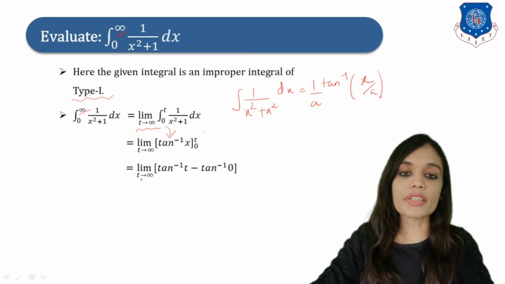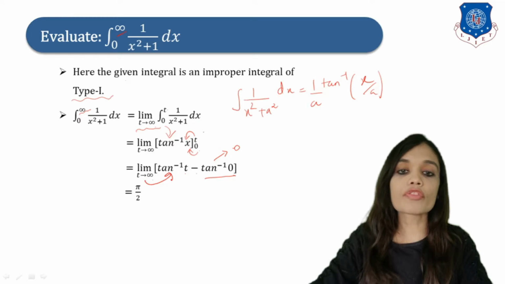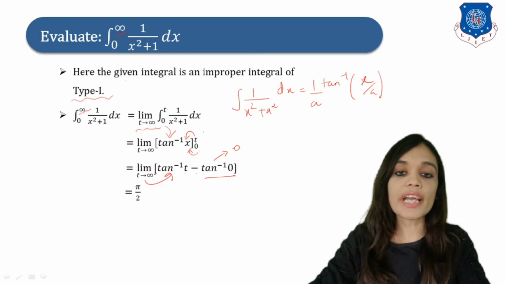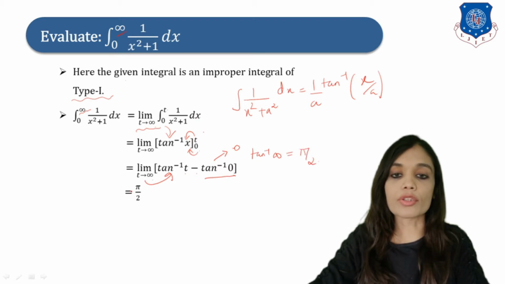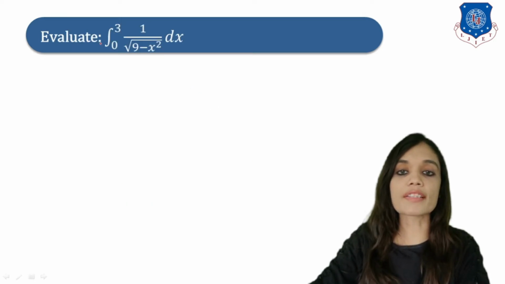Now let us put the limits. So limit t tends to infinity. First put the upper limit in place of x, so you will get tan inverse t, minus put the lower limit, so you will get tan inverse 0. But we know the value of tan inverse 0, that will be equal to 0. Now if you put t tends to infinity over here, what you will get? Tan inverse infinity, and the value is pi by 2. So our final answer is pi by 2.